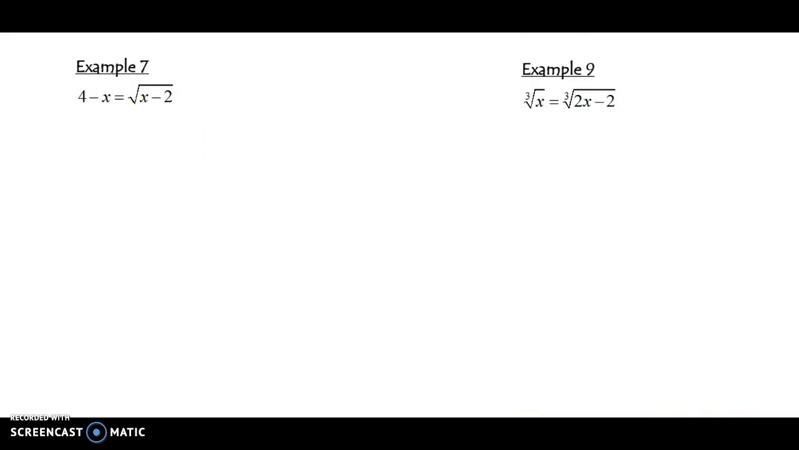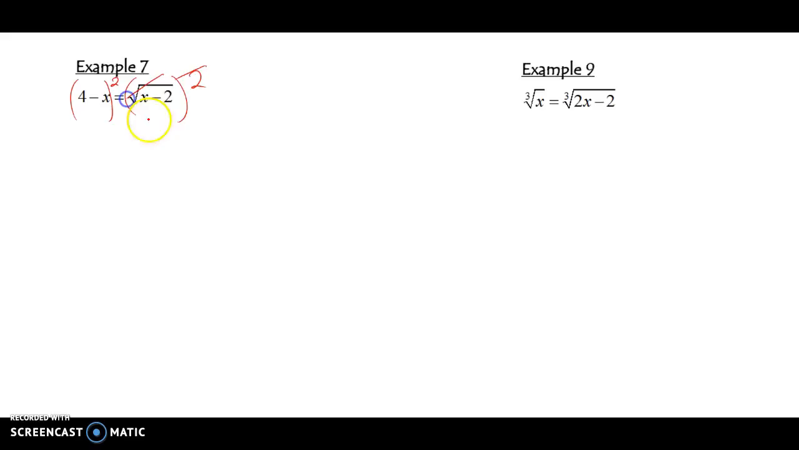Let's go on to example 7, and I'm going to skip through to example 9. So in example 7, we have a square root. To undo that square root, we're going to use a 2nd power. And whatever we do on one side, we must do on the other. Notice the radical part is isolated. So we're going to raise the entire left side and the entire right side to the 2nd power.